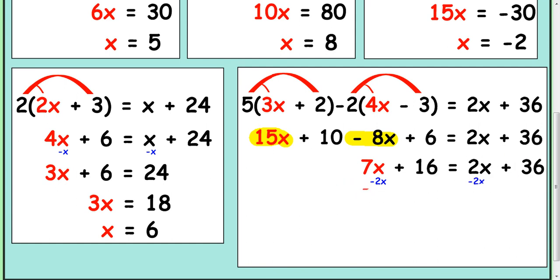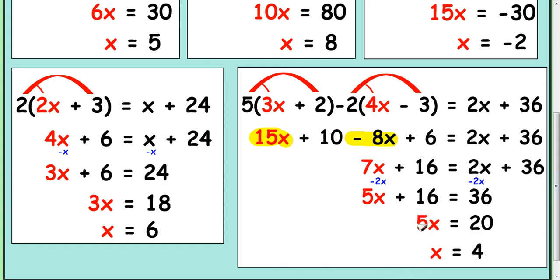I can now go into my equation technique. So again, I use this technique quite a lot, taking away the x's first. You can take away the 16 from both sides. But I'll take away the 2x from both sides first. So taking away 2x here gives me the 5x plus 16. Taking away 2x from here just leaves the 36. At that point, if I take away 16 from both sides, I'm going to end up with 5x is 20, and then it's easy, x is 4 by dividing both sides by 5.